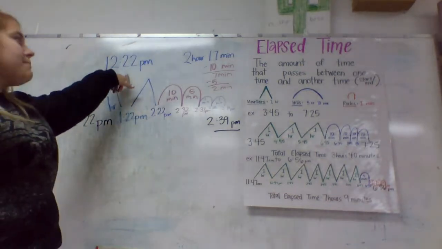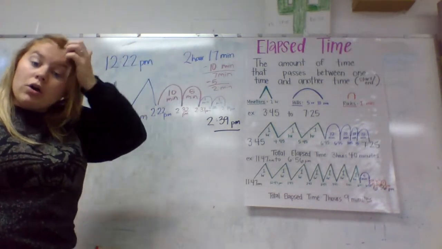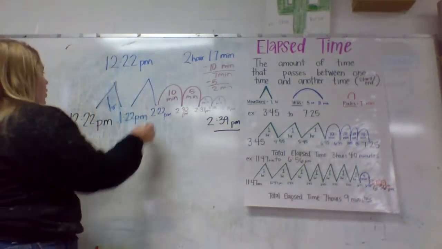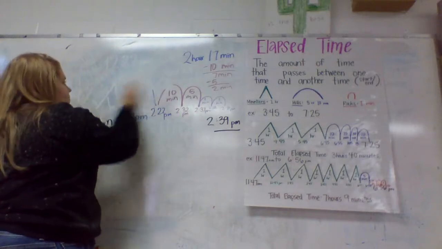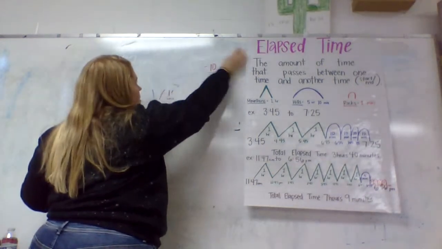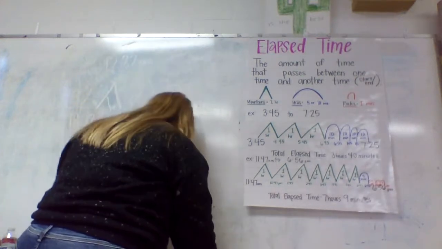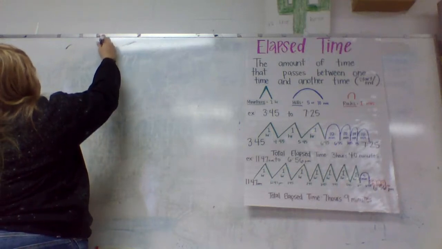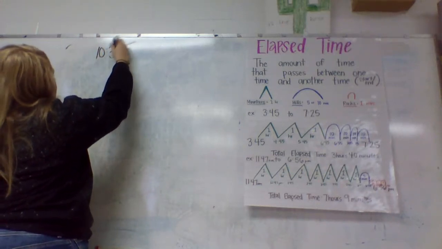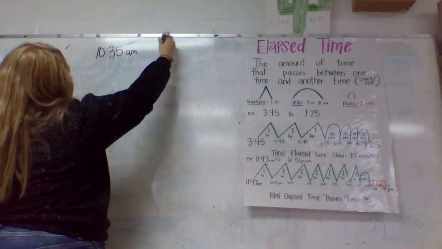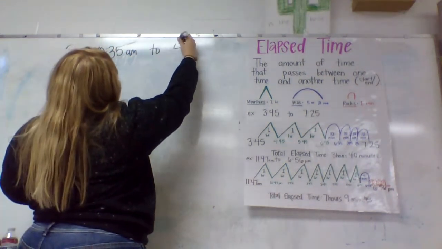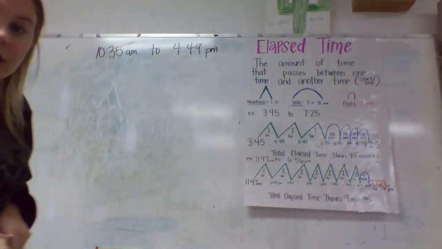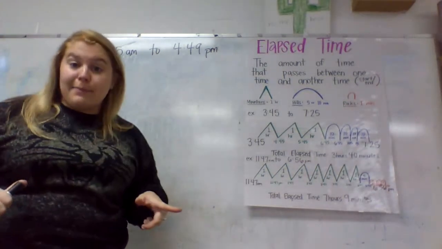They could tell you your start time, and they could tell you how long it's going, and they want you to figure out what time it was when it was over. They could also tell you your start times and your end times. So they can say, we want the elapsed time from 10:35 a.m. to 4:49 p.m. So they're giving you that. They say how much time has elapsed there.